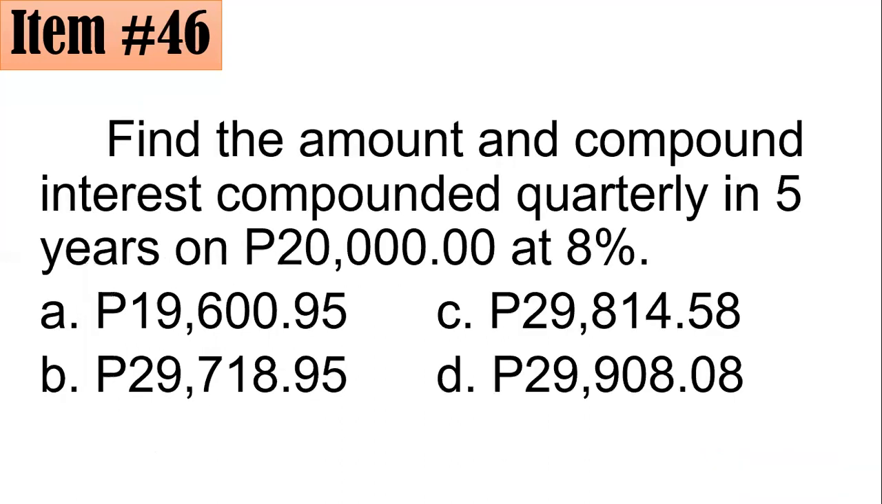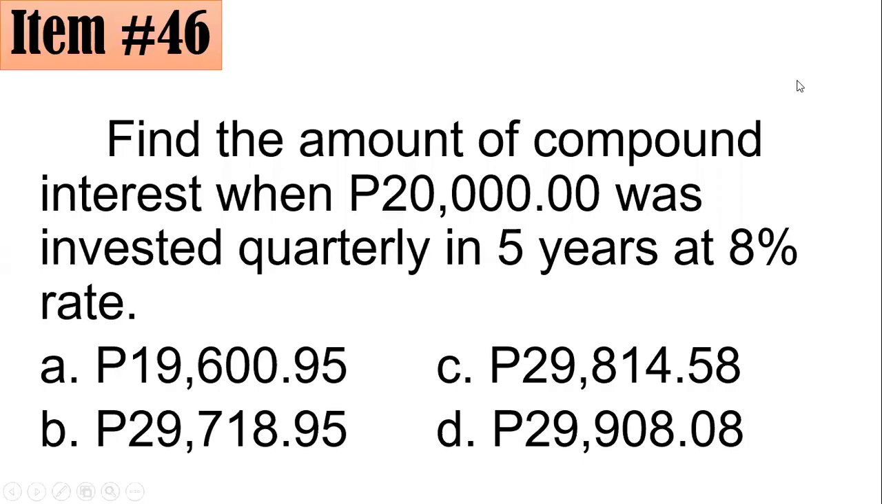46. Find the amount of compound interest compounded quarterly in 5 years on 20,000 pesos at 8%. Okay, find the amount of compound interest when 20,000 was invested quarterly in 5 years at 8% rate. Which of A, B, C, or D do you think is correct? Feel free to pause the video if you wish and solve.